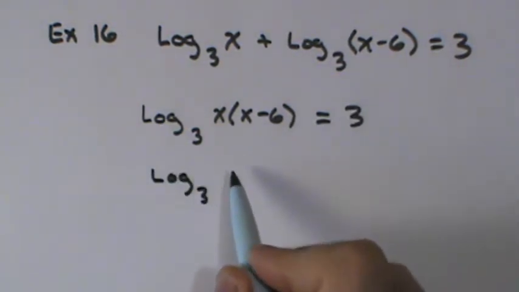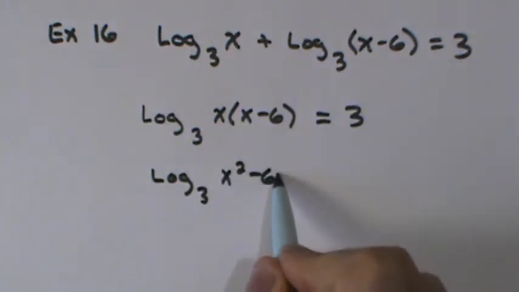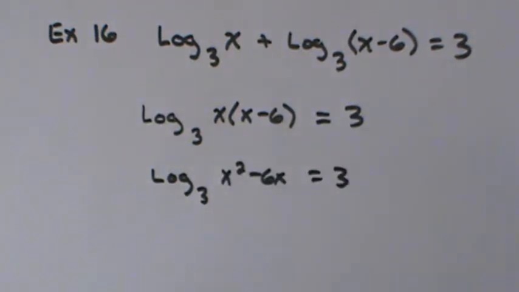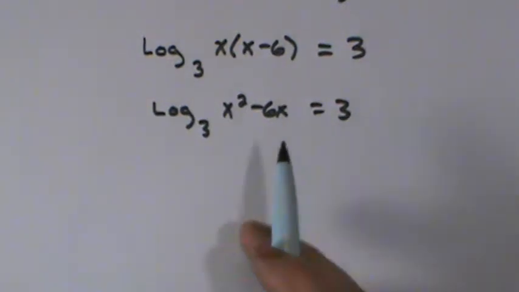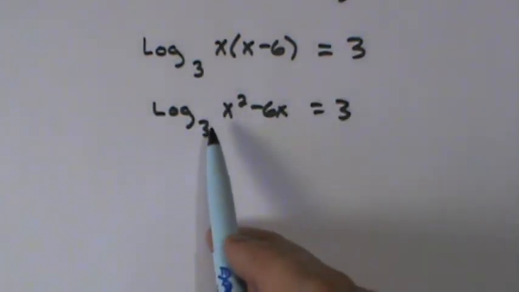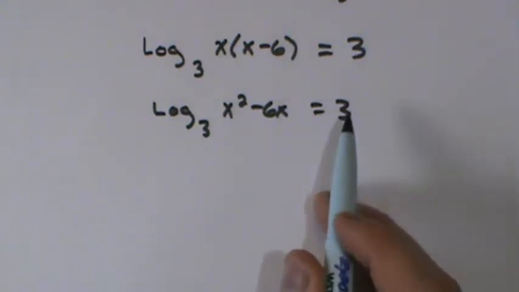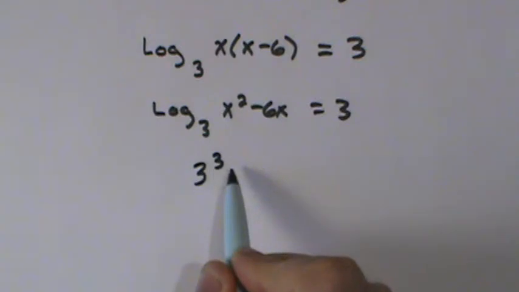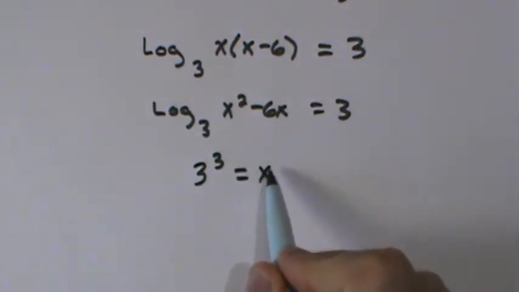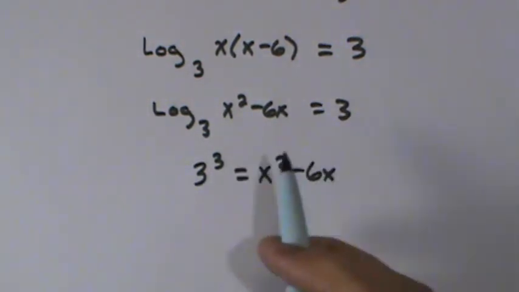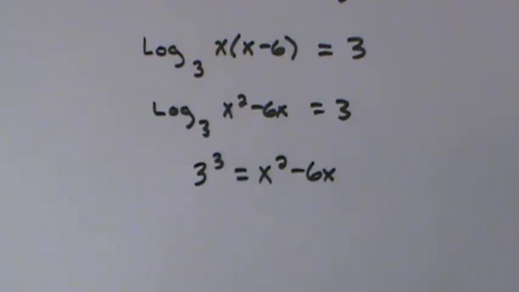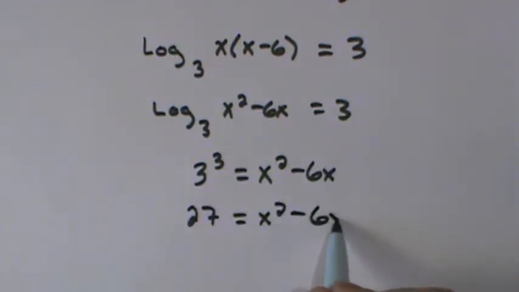I'm going to go ahead and distribute that here. So log base 3 of x squared minus 6x is equal to 3. And then from this step, I can go to that exponential form. I can say that 3, the base raised to this exponent, 3 to the third must be equal to x squared minus 6x. And 3 to the third is 27. Go back to your algebra days. This looks like a problem that if I move the 27 over, I could factor.